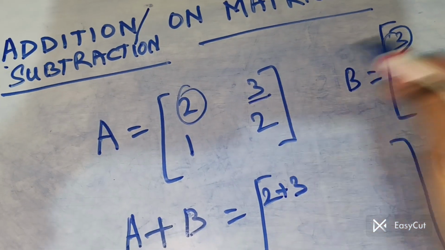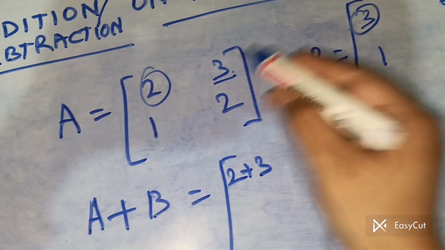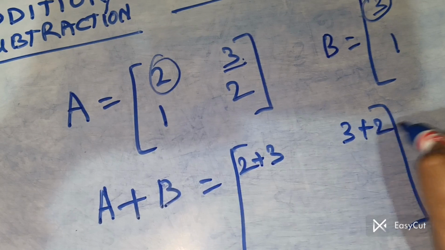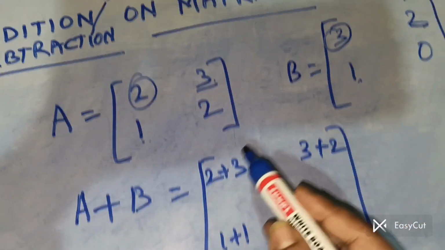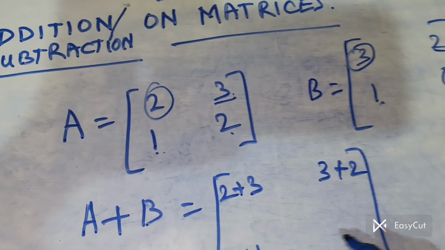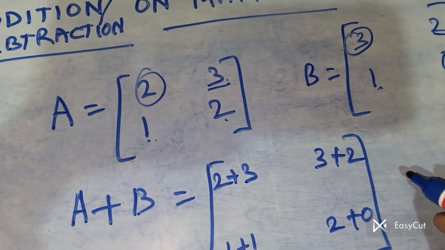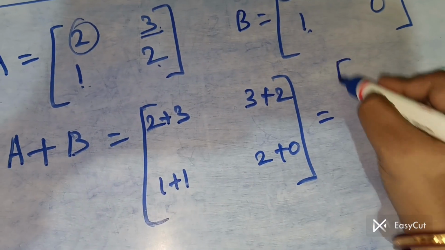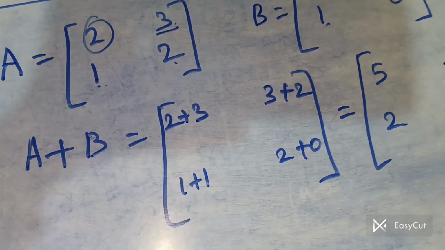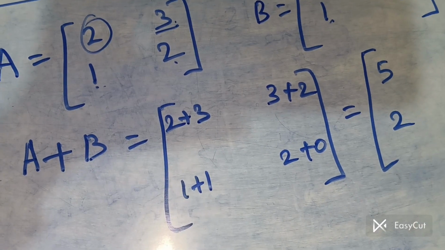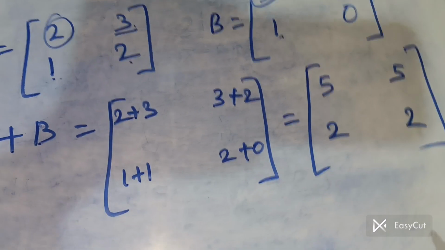Then this will be added to this, that means 3 plus 2. This one and this one, 1 plus 1. And then 2 plus 0. So we are getting 2 plus 3, 5, and 3 plus 2, 5. So this is our answer.